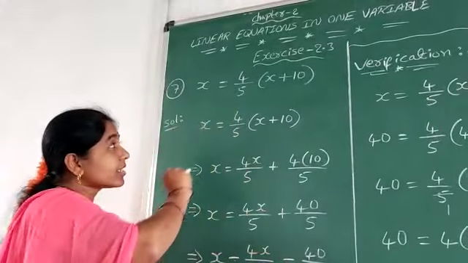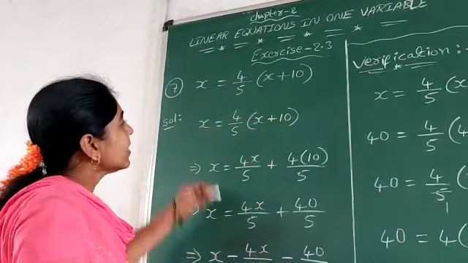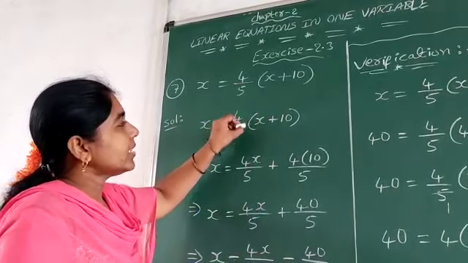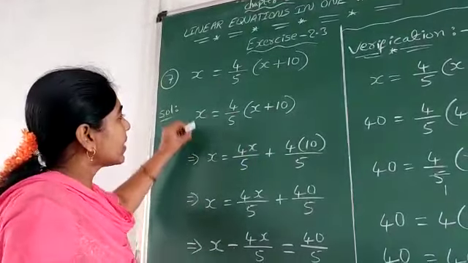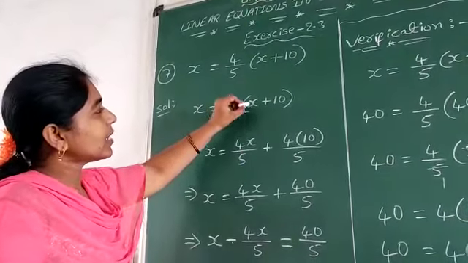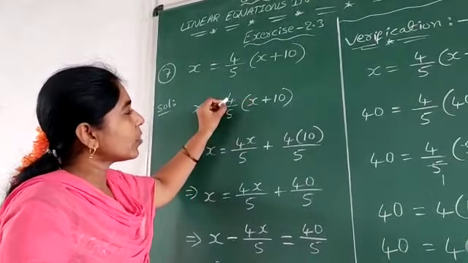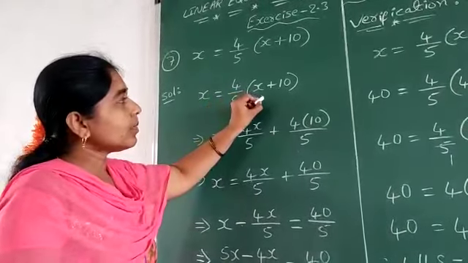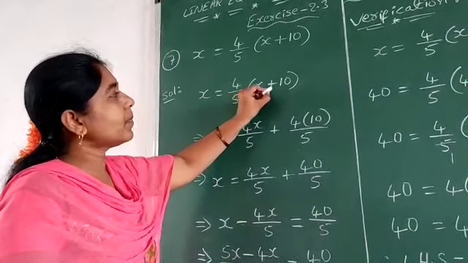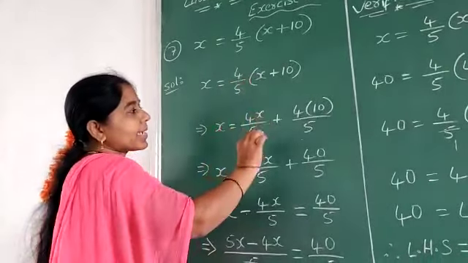Let's solve the next question, that is x = 4/5 (x + 10). Rewrite the question and then go for solving. x = 4x divided by 5 plus 4 into 10 divided by 5, since a(b + c) = ab + ac. Okay, we have removed the bracket now.